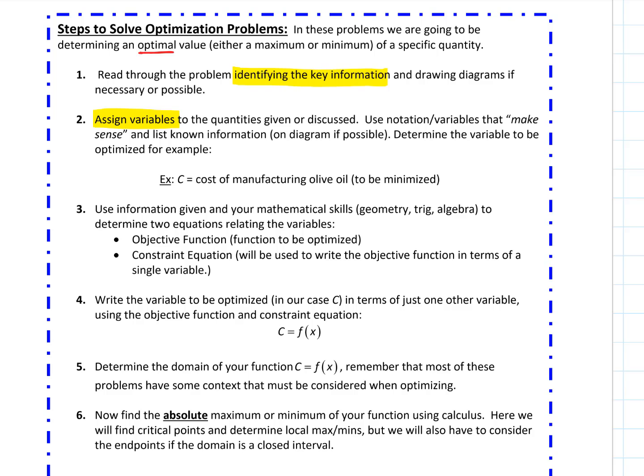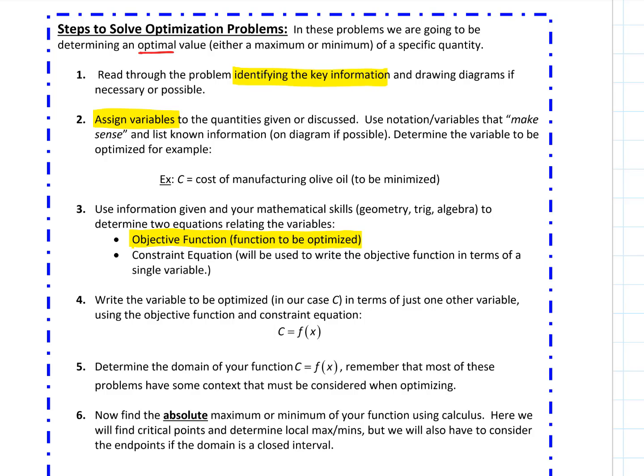Okay, then the third thing, use information that's given to determine two equations or possibly even more. We could end up with more equations if we have more constraints, but come up with an objective function. That's the function that we want to actually optimize. So whatever the quantity is, like in the example I have above, it would be our cost equation.